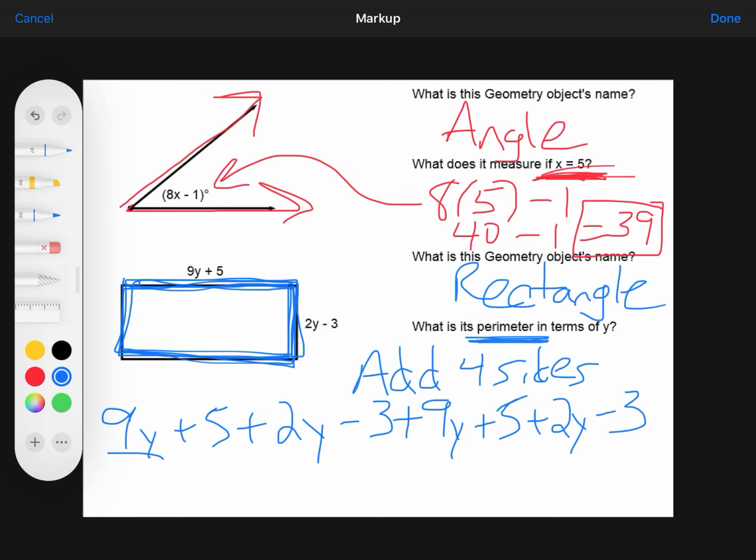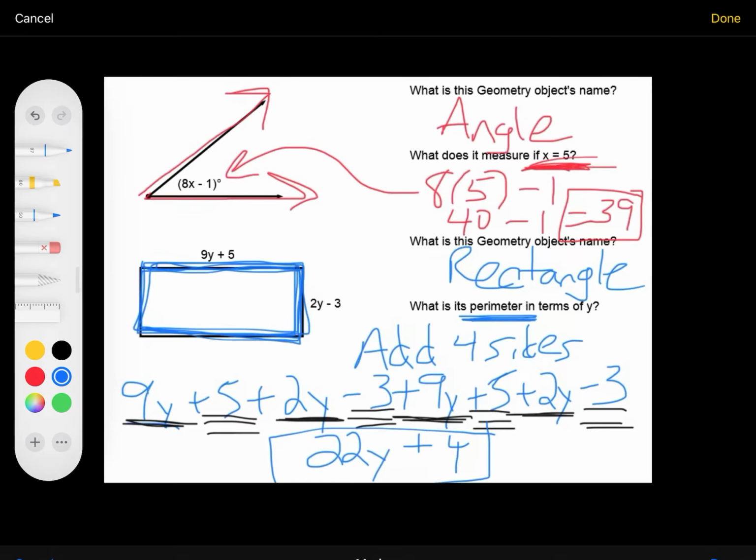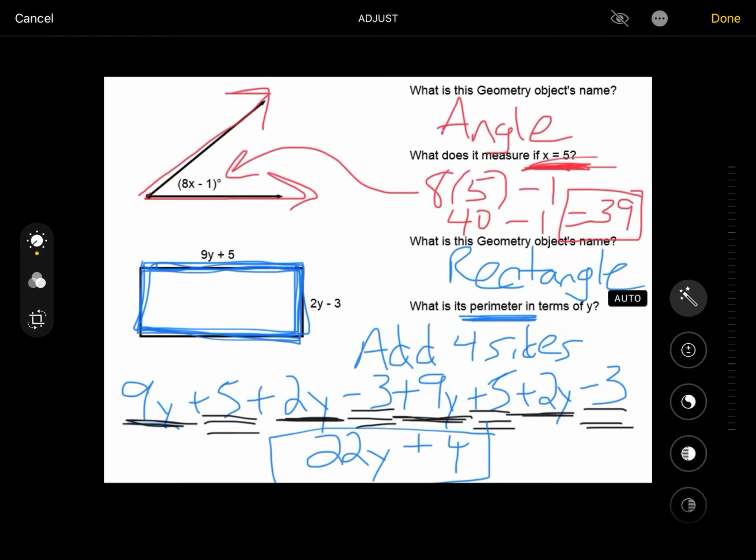Now the algebra 1 that's involved is combining like terms. 9y plus 2y is 11y. 11y plus 9y is 20y. 20y plus 2y is 22y. 5 minus 3 is 2. Plus 5 is 7. Minus 3 is 4. And we have an answer here. That's why we're doing what we're doing. That's where we're going to be going with these types of problems.